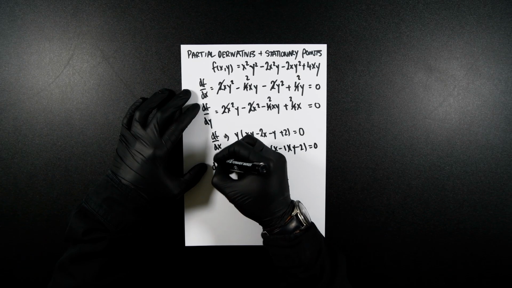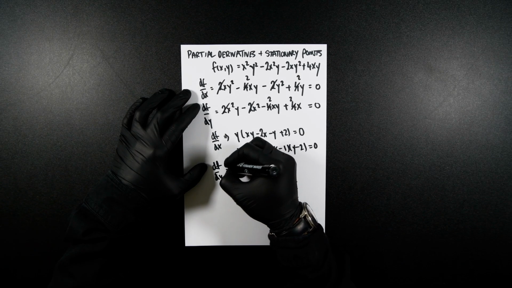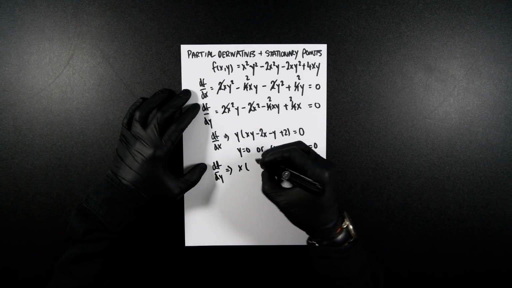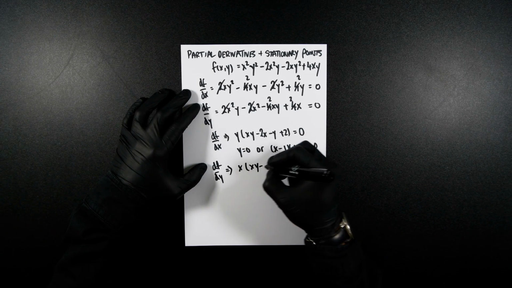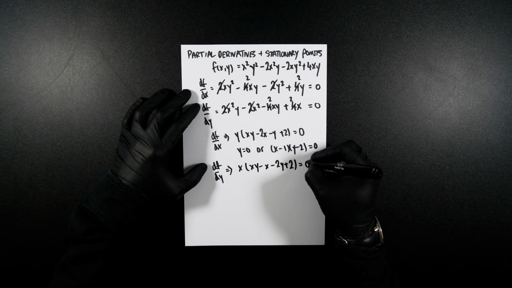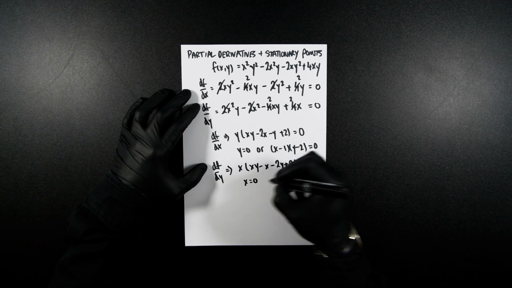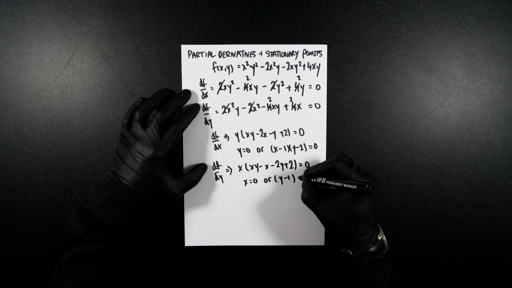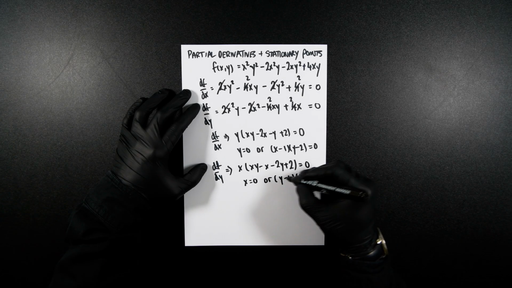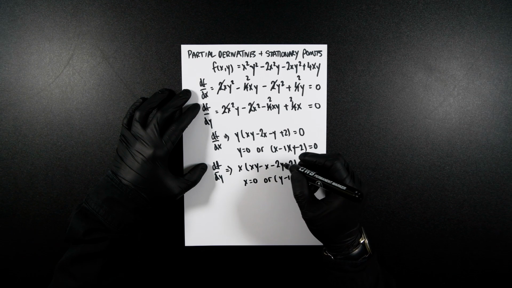Let's do the same for df/dy. Pull out the x from here, and you would get xy minus x minus 2y plus 2, which equals 0. So that means we'd have x equals 0, or (y minus 1)(x minus 2). Obviously if we expand this, we're just going to get this.